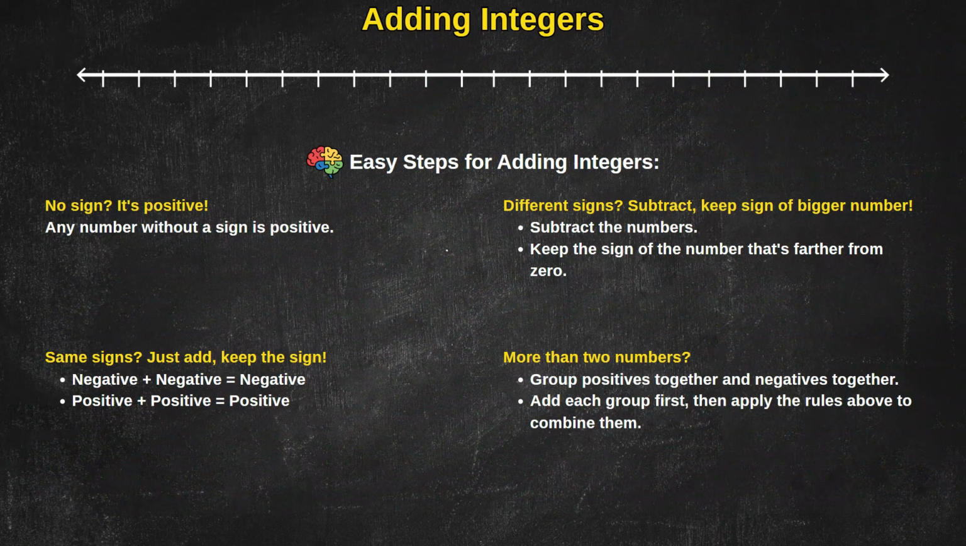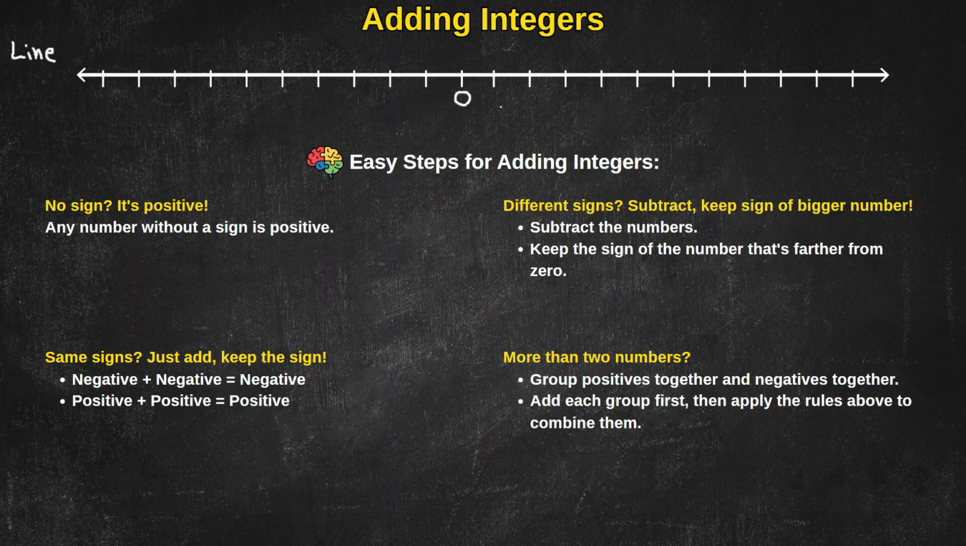In this video, we're going to learn how to add integers. Let's start by understanding what is a number line. The number line starts at 0. 0 is called the origin. 0 is neither positive nor negative.